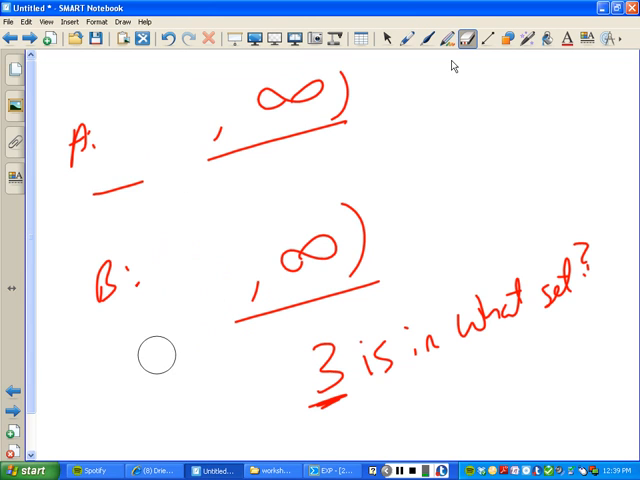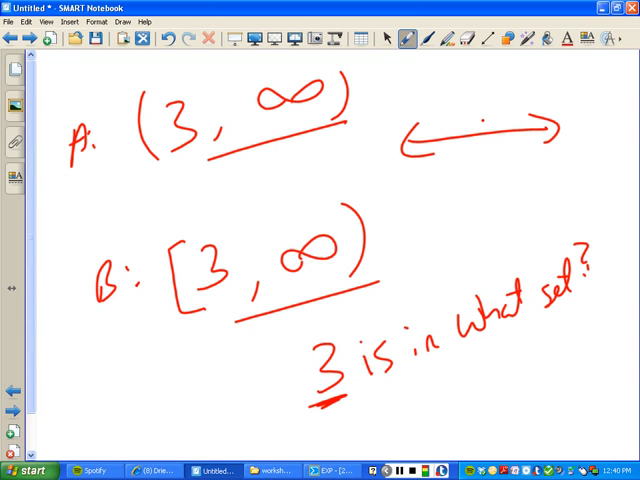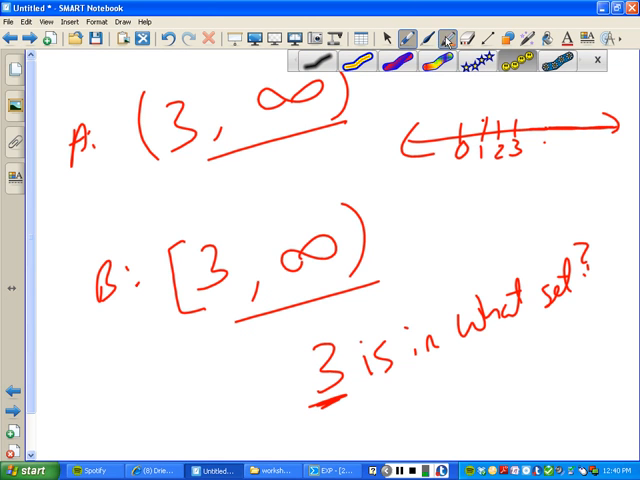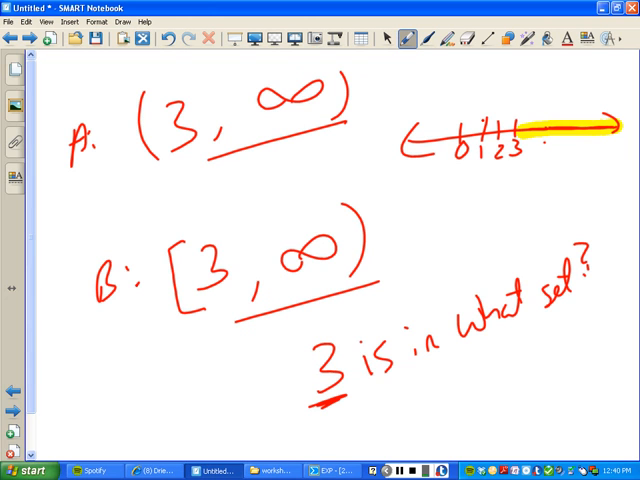What's the difference between a bracket and a parenthesis? That's the question. The parenthesis means up to, but not including 3. So on a number line, how do I go from infinity to 3? Here's 0, here's 1, here's 2, here's 3. How do you go from infinity to 3? And the answer is, it's really hard to do. How close to 3 can you get before you touch it? And people go, oh, you touched it. Force field. Up to, but not touching 3.